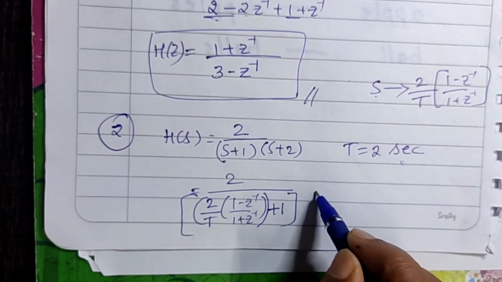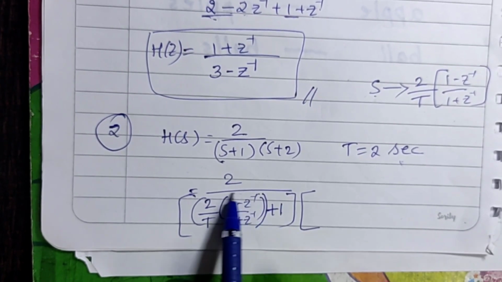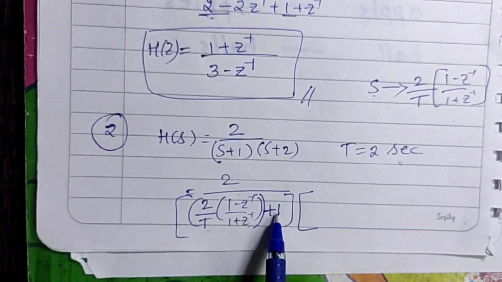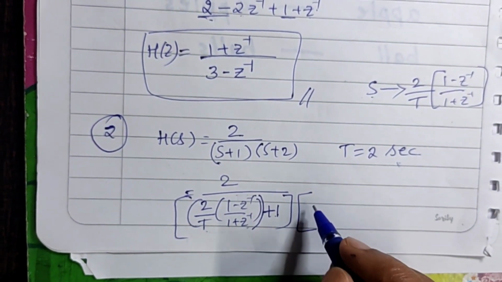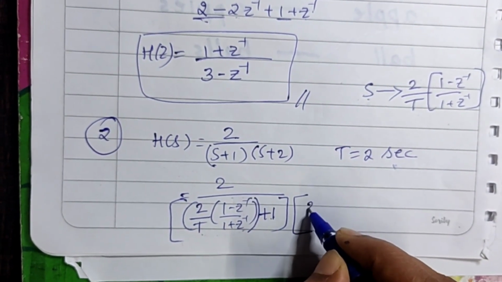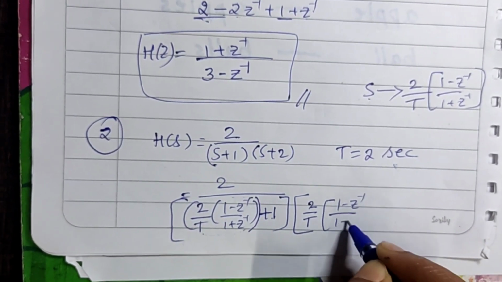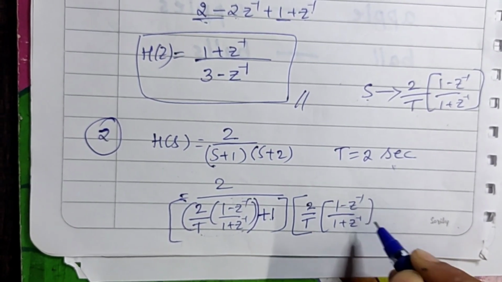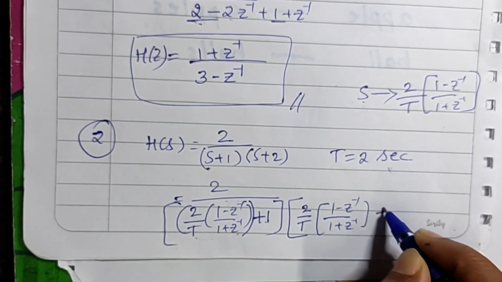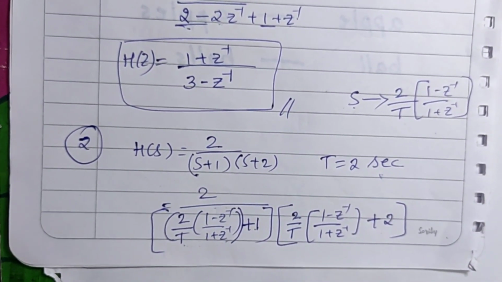This is the first term. The second term is, it is human tendency to forget this, right? Completely, once we write plus 1 we forget. Please don't do that. Even I did in the earlier case, right? So s is again 2 by t into (1 minus z raised to minus 1) divided by (1 plus z raised to minus 1). This is s plus 2. Further is simply simplification.